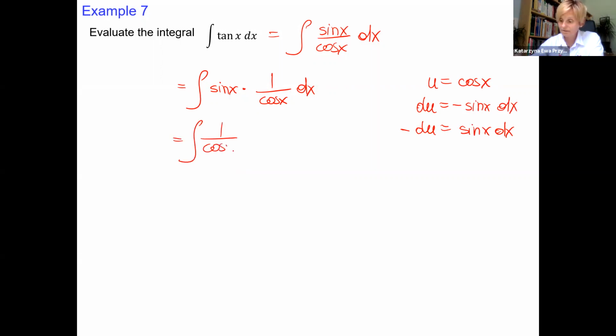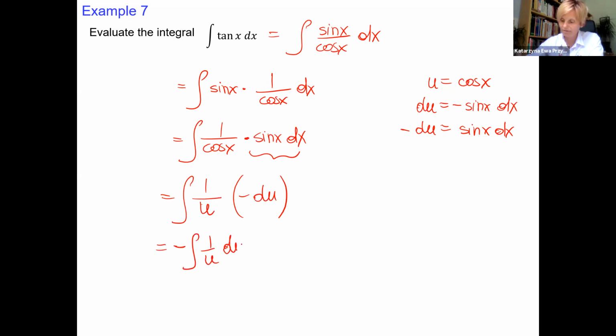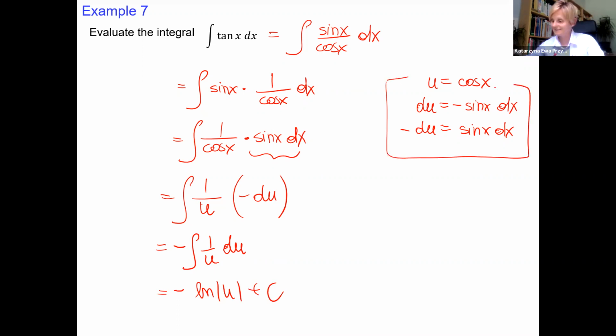I can rewrite sine of x dx. Let's try. 1 over cosine is 1 over u. Sine of x dx is negative du. That actually looks weird. I can put the negative in front of the integral, because it's a constant. Okay, and now the integral of 1 over u du, I will keep the negative, is natural log of u plus the constant. We are almost there. Organize nicely. Instead of u, we can put cosine of x.